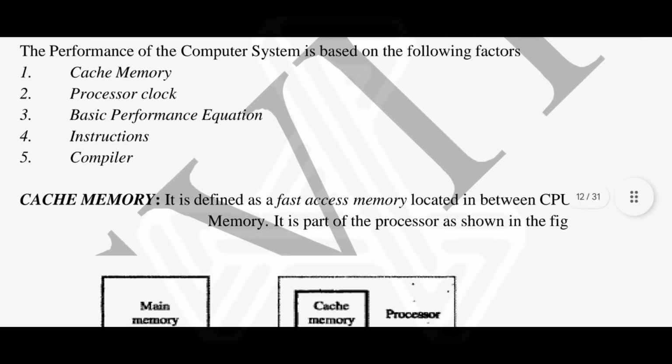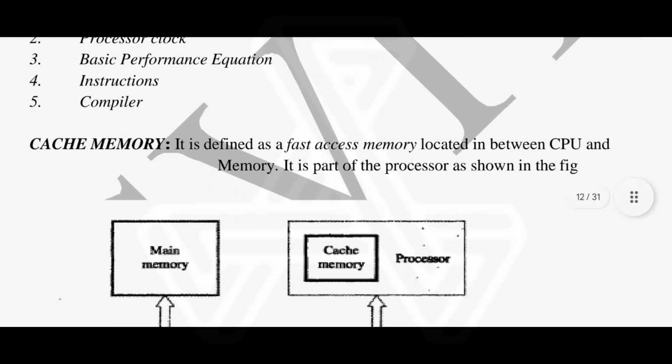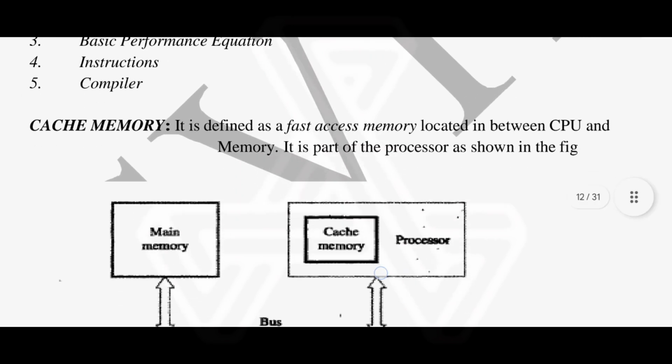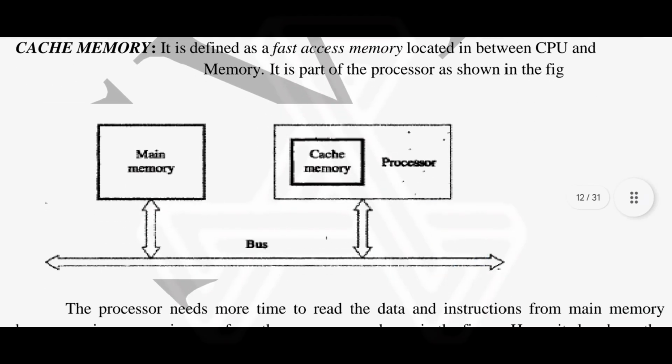Cache memory. It is defined as a fast access memory located in between CPU and memory. It is part of the processor as shown in the figure. That is: main memory, bus, processor, cache memory.